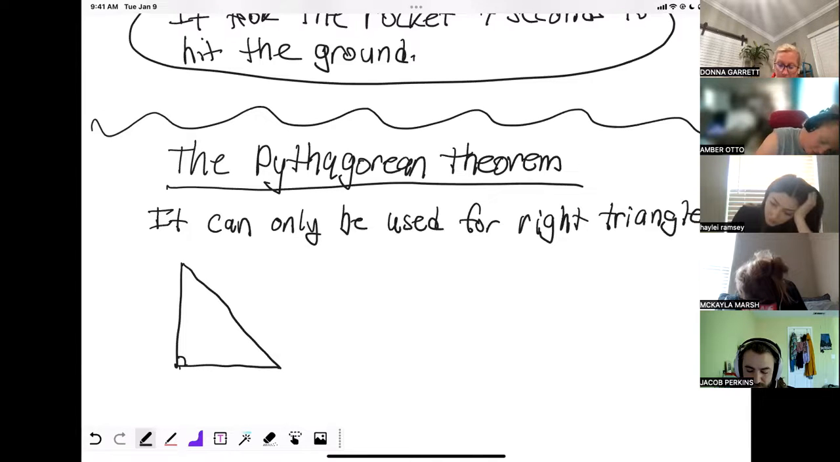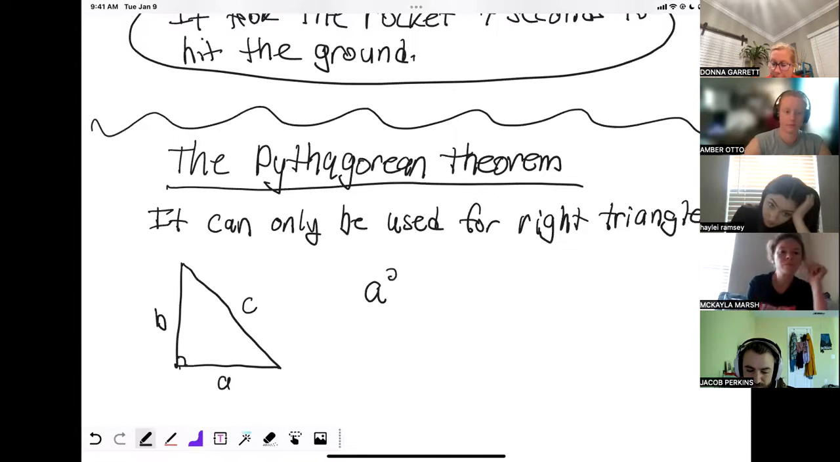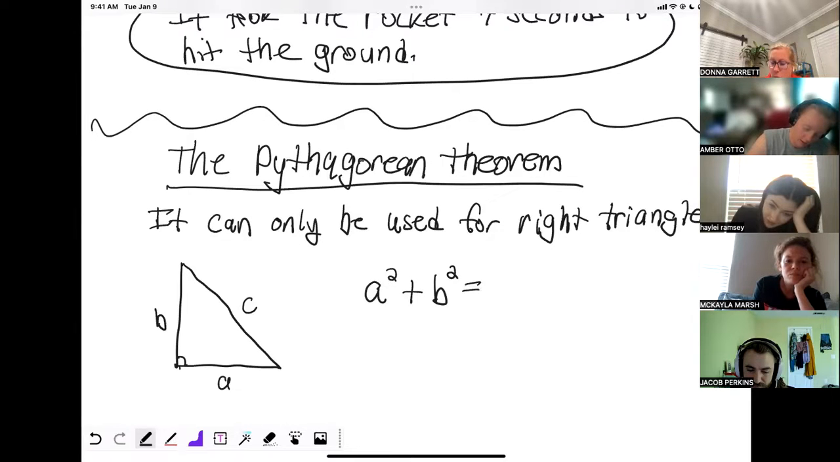So we'll call this A, we'll call this B, we'll call this C. The Pythagorean theorem is a relationship of the sides of a right triangle. And it says that if you take the two legs and square them and add them together, A squared plus B squared, they're your two legs, it has to be equal to the hypotenuse squared. So A squared plus B squared equals C squared.